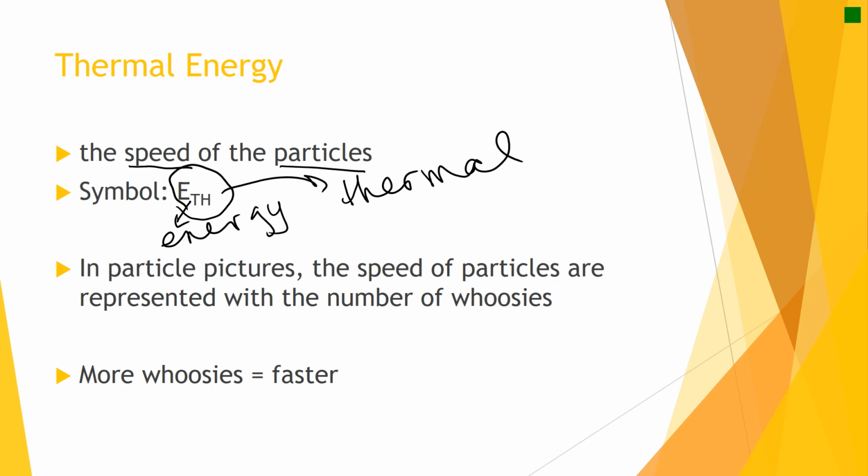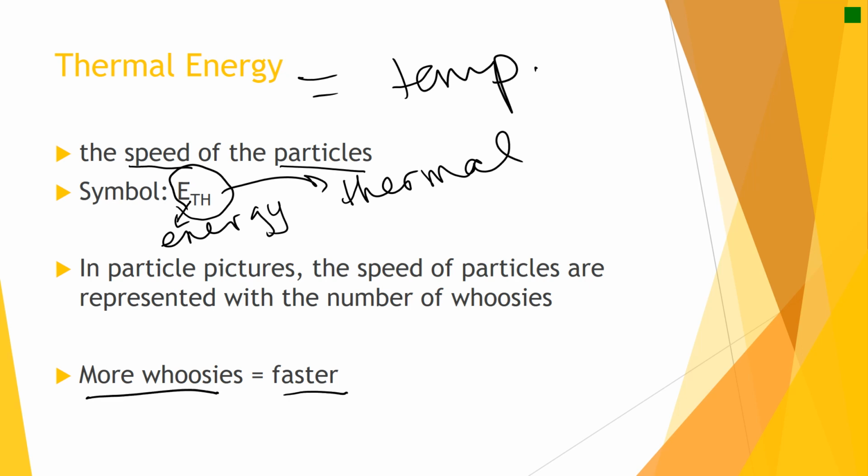And how do we measure thermal energy? We measure it through the temperature. So basically, if we increase its temperature, we are increasing its thermal energy. We are increasing its speed. And so when we do that, we are going to have to show that through particle pictures by changing the number of whooshies. The more whooshies means the faster it's going.